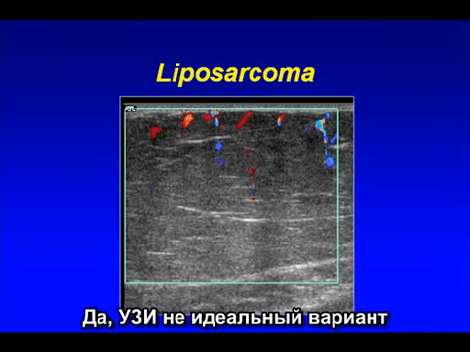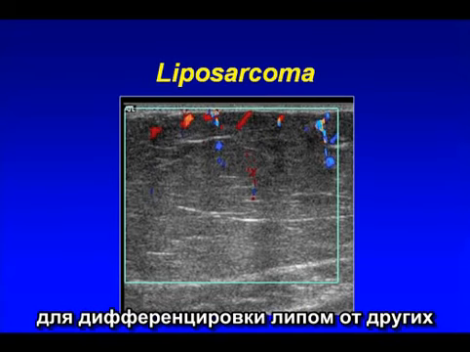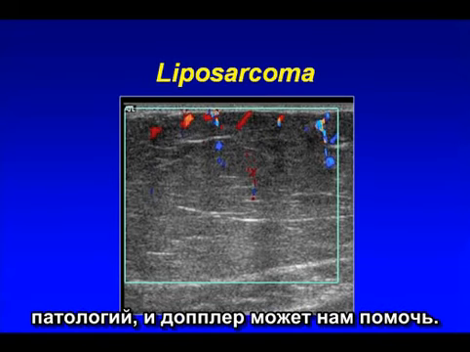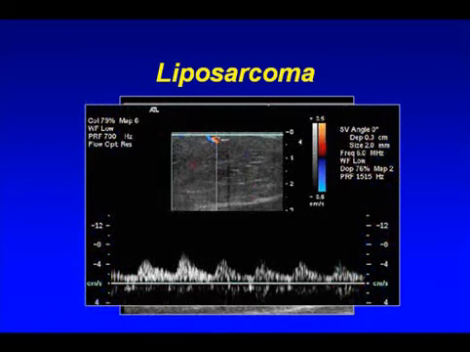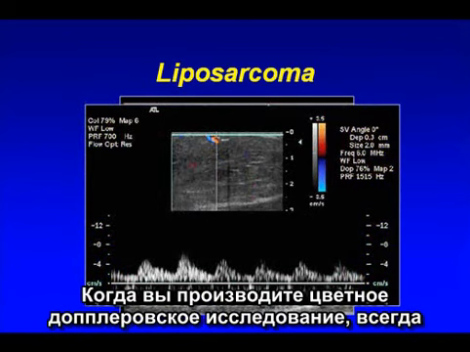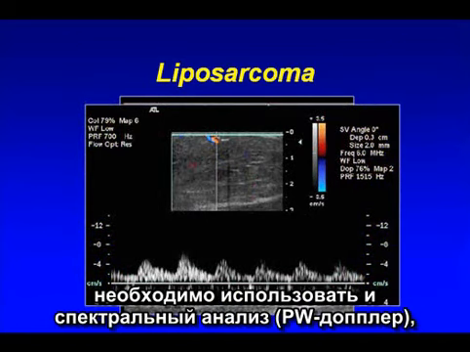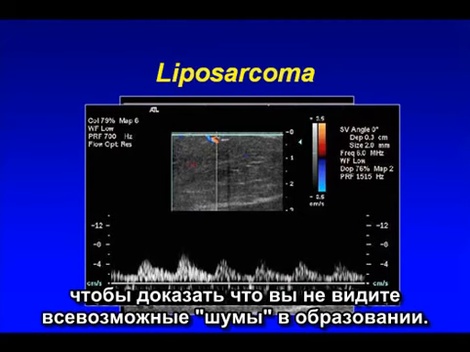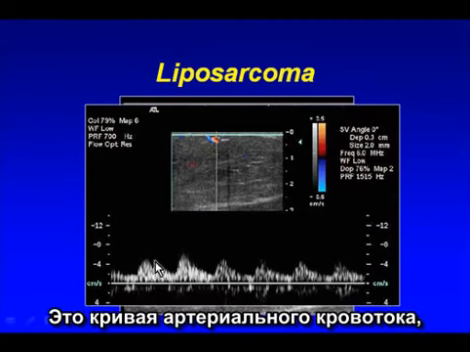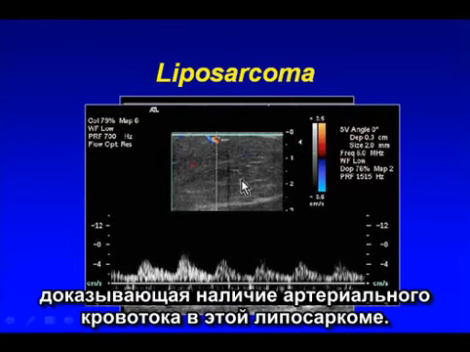And that's why ultrasound is not perfect in differentiating lipomas from other lesions. Doppler can be helpful in that regard. Whenever you do a Doppler, it's always good to put on the spectral to prove that you're not just seeing noise within the lesion. This is an arterial waveform documenting that there is arterial flow within this liposarcoma.